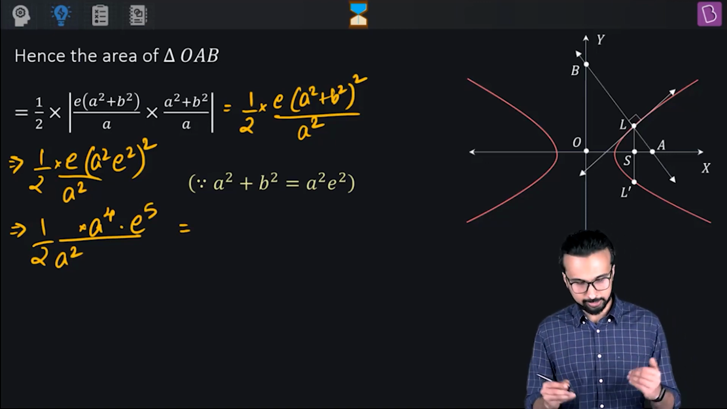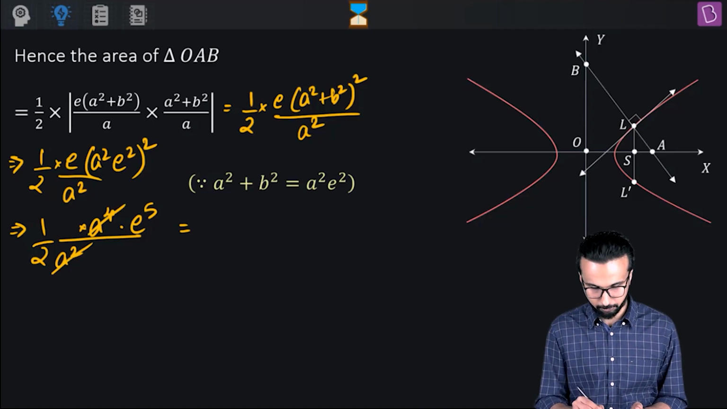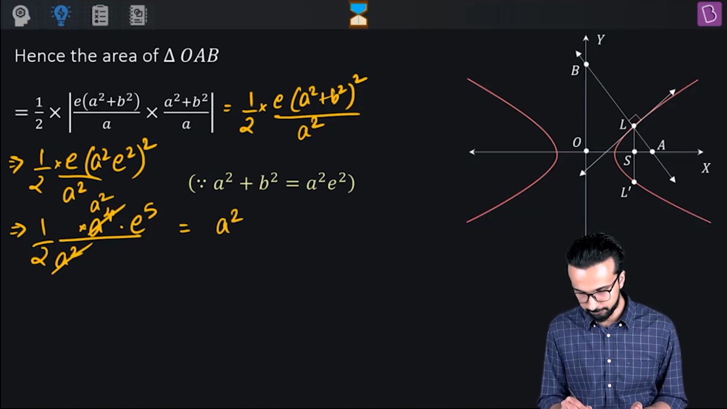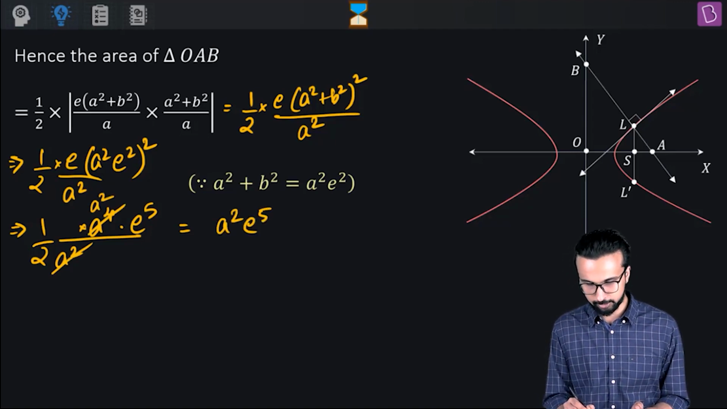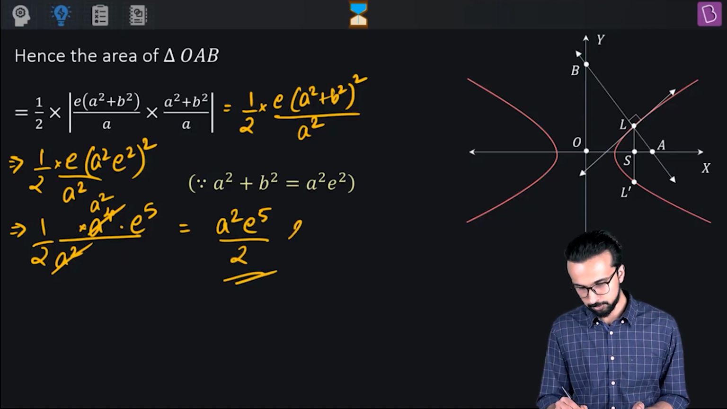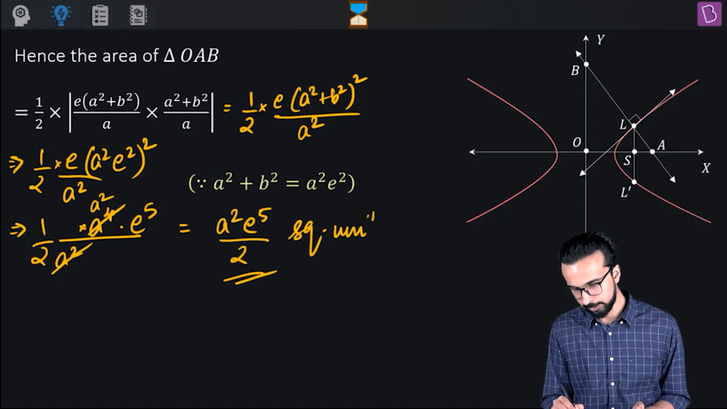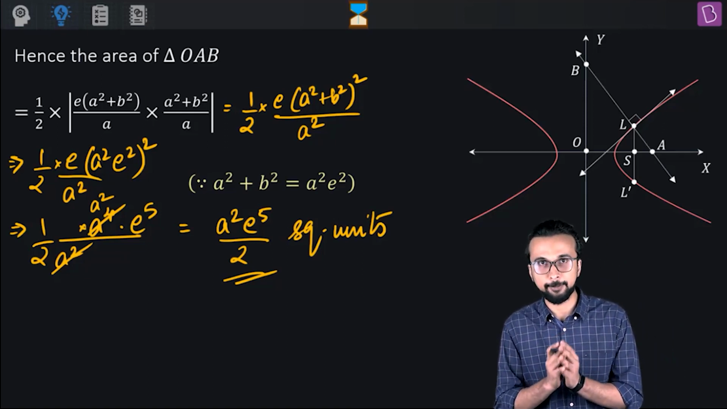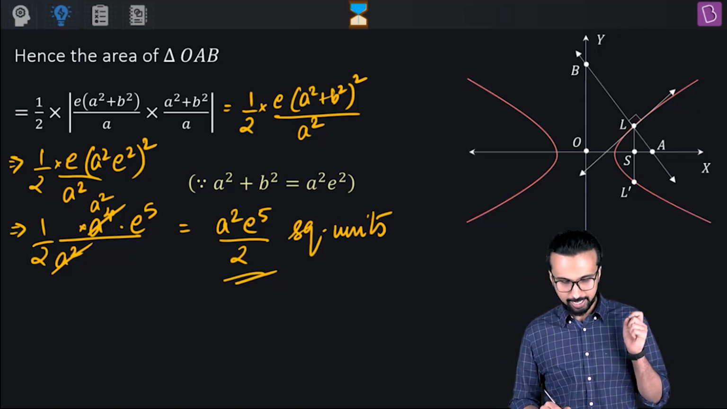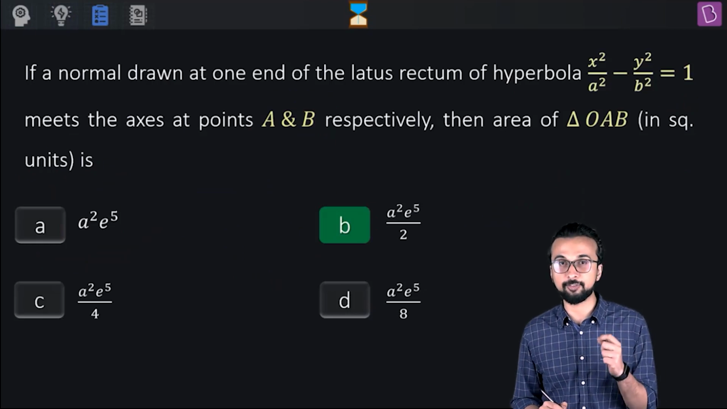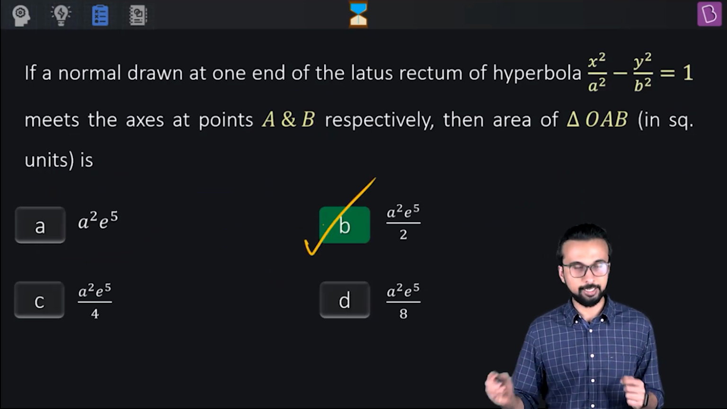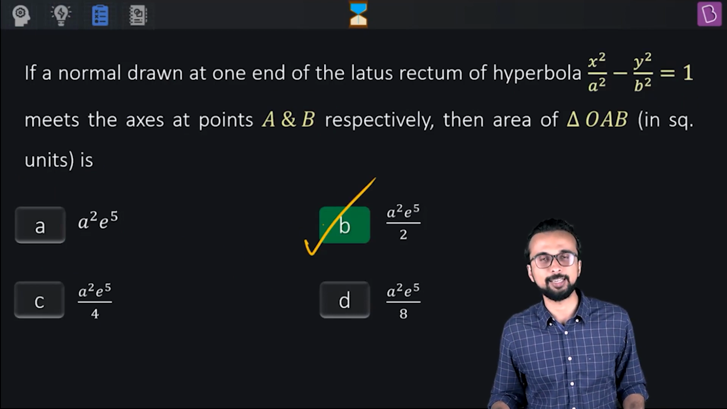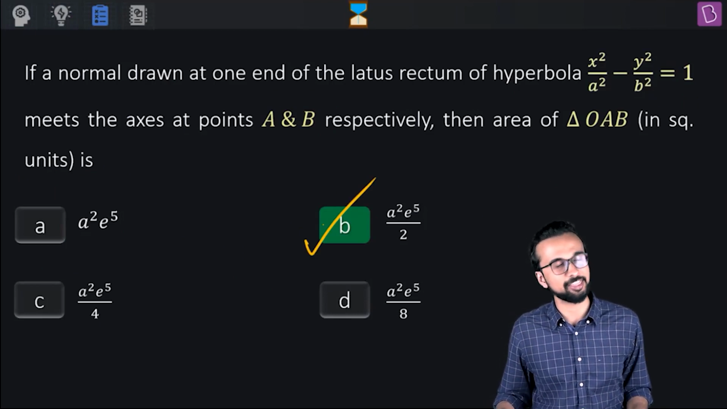So I'll get my final answer as a power 4 cancels out to give a square in the numerator and e power 5 in the numerator divided by 2 square units. This will be the area of triangle OAB. Now let's check with our options. A square into e power 5 by 2 is option B here, and hence B will be our right answer. Got that?